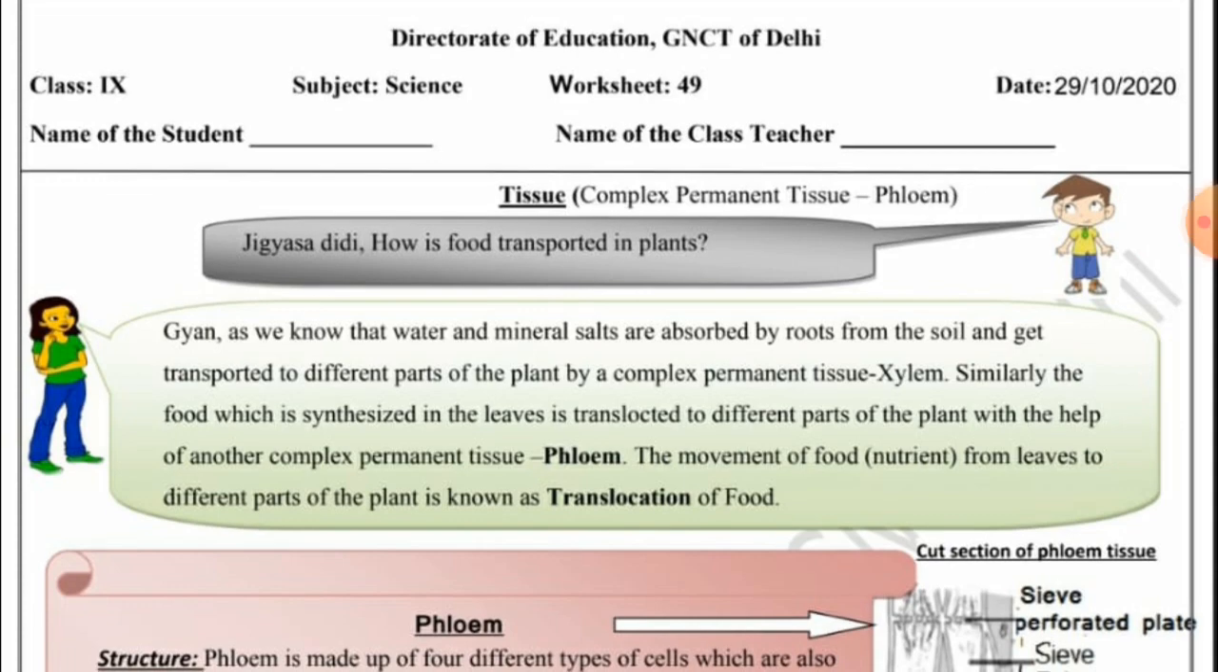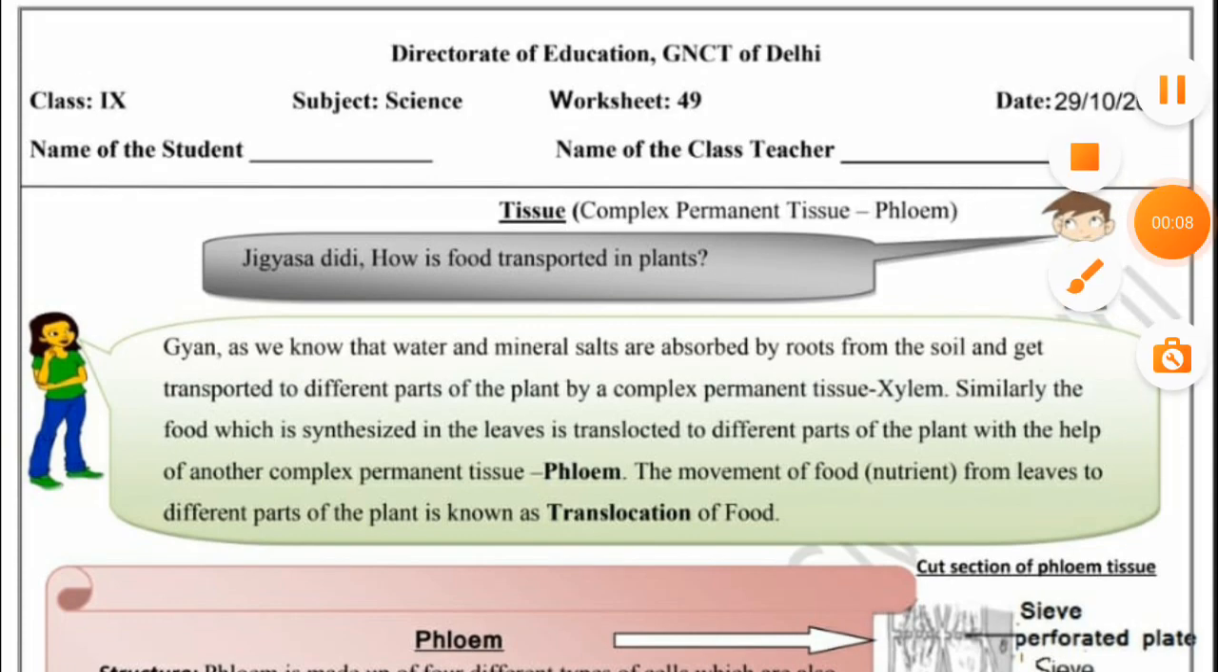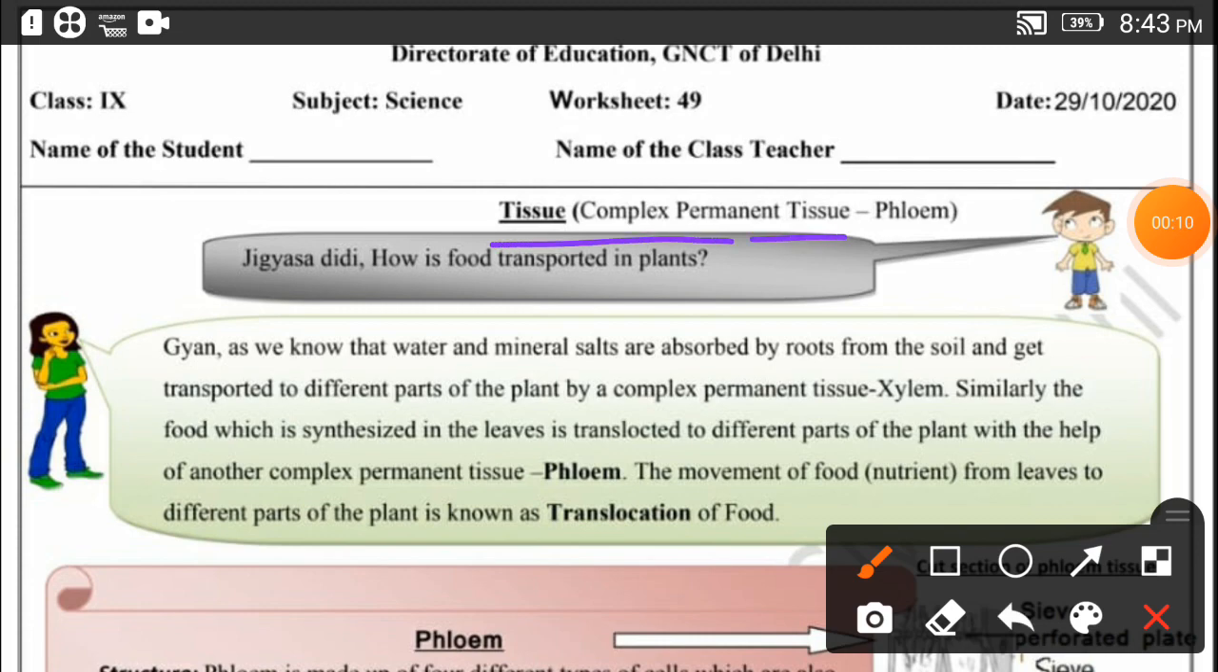And the topic name is Tissue, the complex permanent tissue that is the phloem. Earlier, we discussed the xylem, and today we will discuss the phloem. So, what is the discussion between Gyan and Jigyasa? Gyan asked Jigyasa Didi, how is food transported in plants?